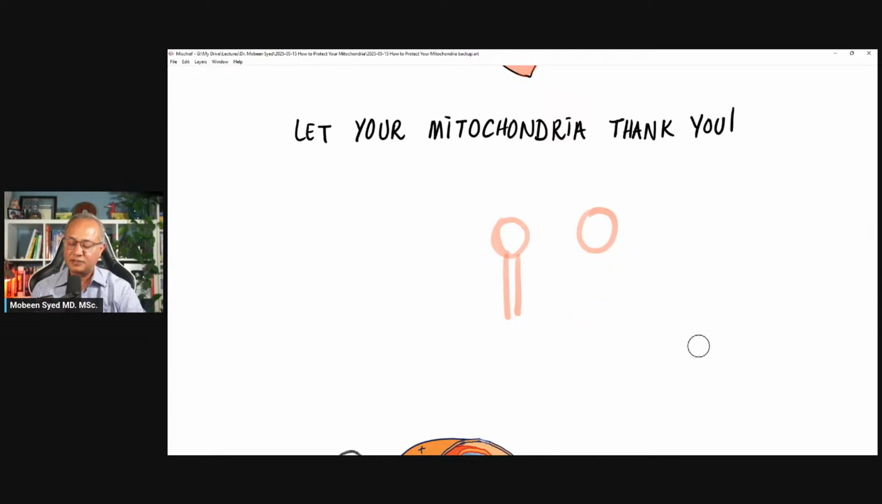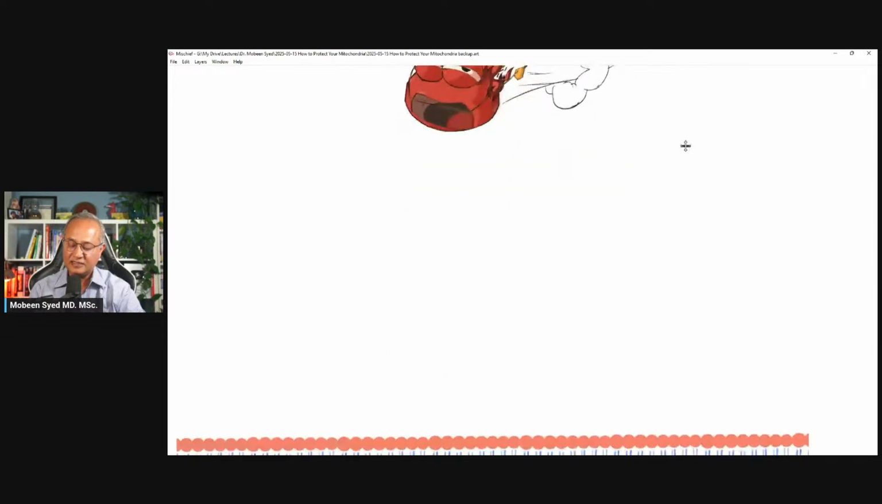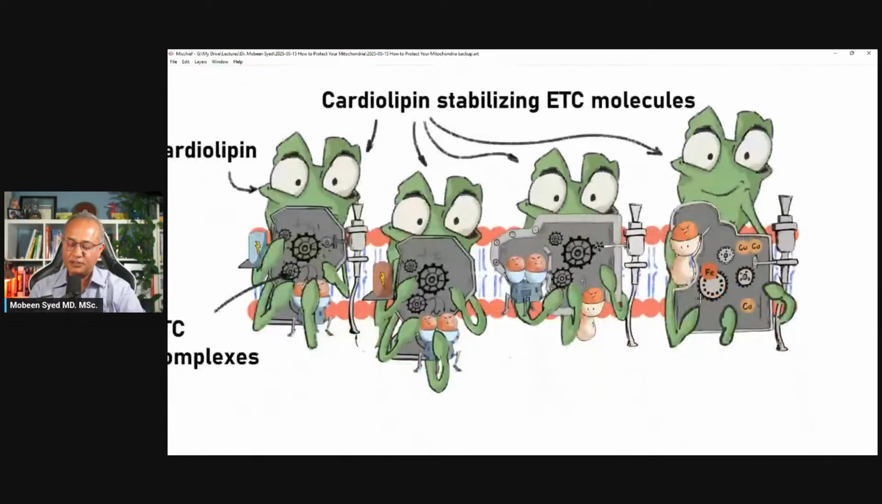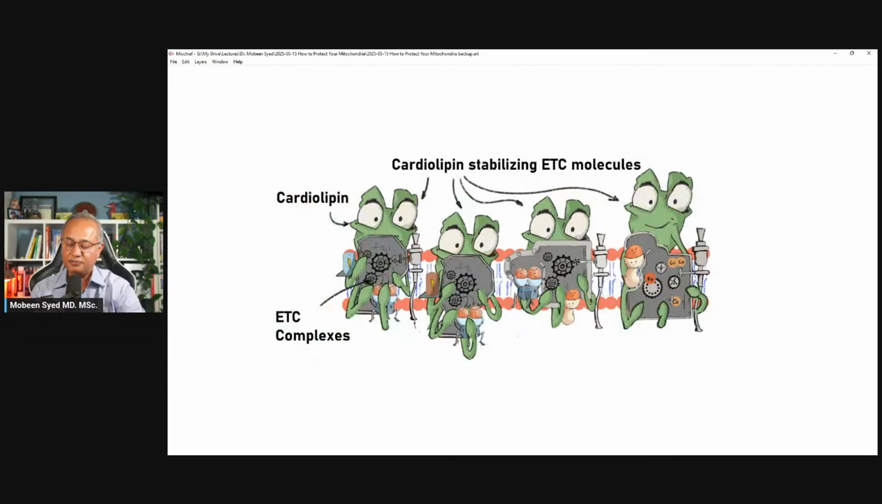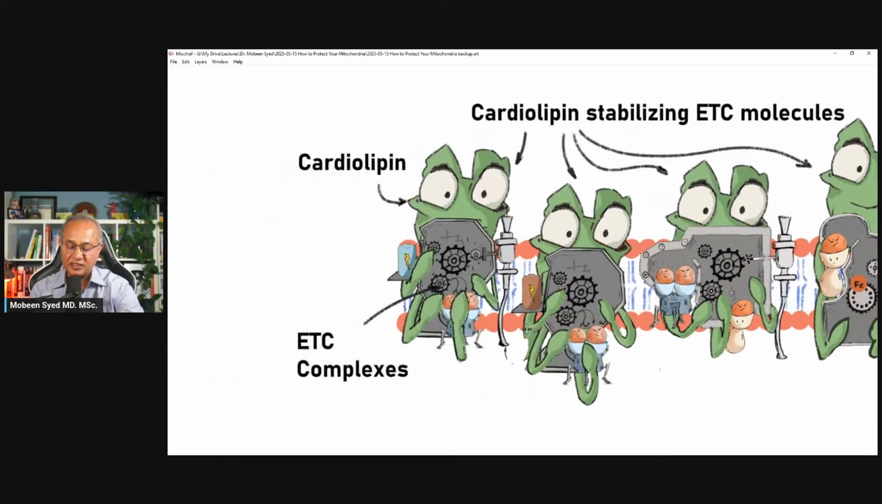Why is it present primarily in mitochondria? Because mitochondria have a need to stabilize and to grasp their electron transport chains. If you see here, these green characters that are cardiolipins, they are holding the electron transport chain molecules and stabilizing them. And if you look closely, you would see that there are four legs.